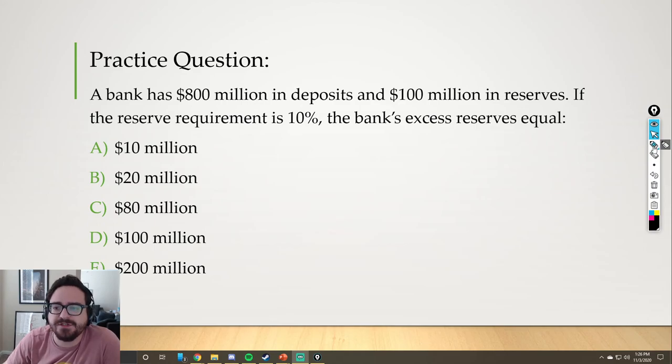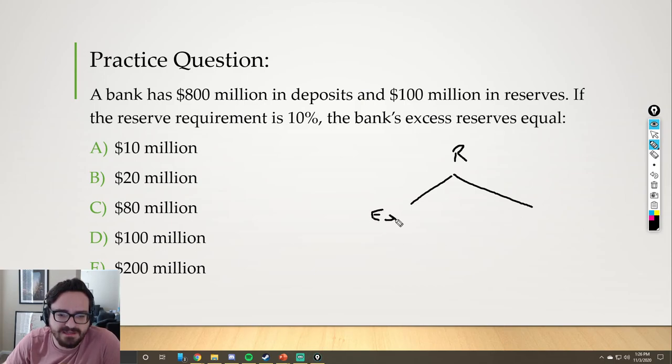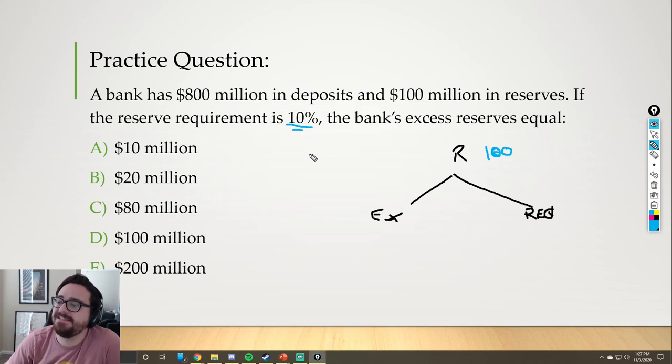So again, it should be mentioned that reserves get chunked down to two parts: excess, that's a good EX, and required. They've got $100 million in reserves, so let's use blue for that. We've got to figure out how the split worked, is basically what the question's asking. How much of it ended in required reserves, or how much of it ended in excess reserves? So here's the key thing: the 10% reserve requirement.